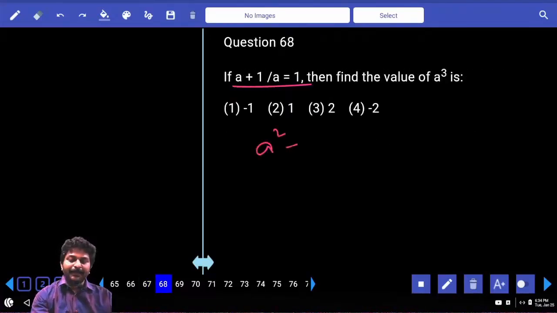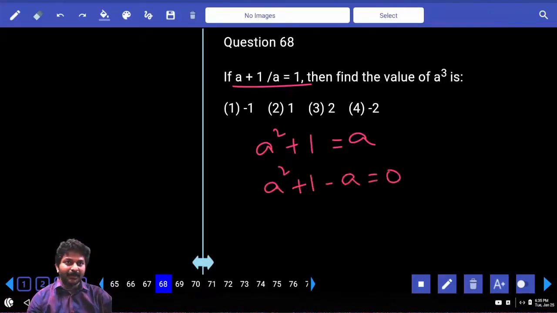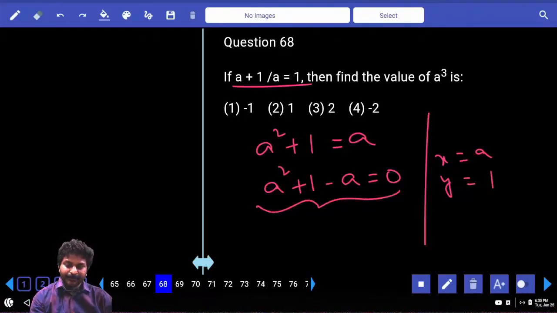So a square plus 1 is equal to a. I'm just taking the common denominator on the left hand side, and that goes to the right hand side. Then it becomes a square plus 1 minus a is equal to 0. So I'll take x is equal to a and y is equal to 1. Then this becomes x square plus y square minus x into y is equal to 0.